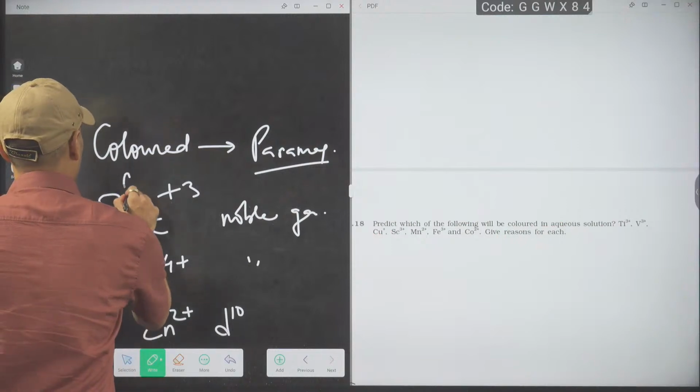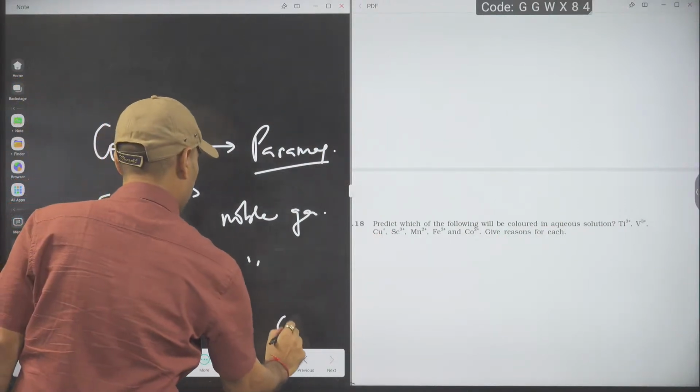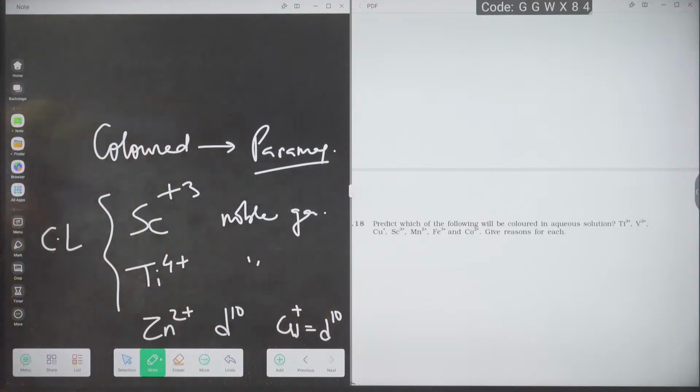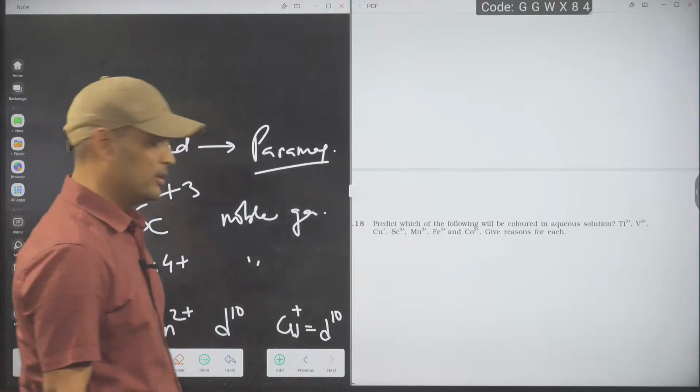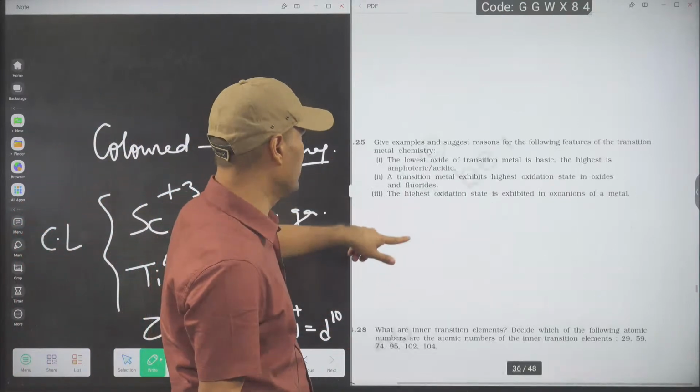Copper +1. Lo bhai, copper +1, D10 configuration, colorless. Titanium 4 plus colorless. Clear? Okay.